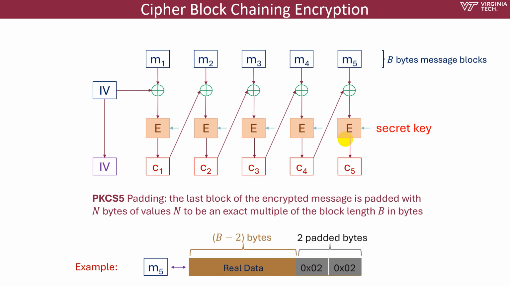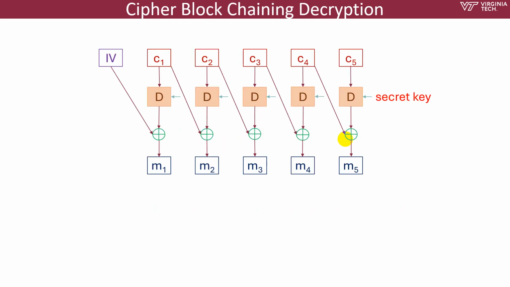For example, we suppose that M5 is padded with 2 bytes, and the values of these 2 bytes are 0x02, which is value 2 in decimal. So the ciphertext will be the encrypted message blocks enclosed with the chosen random value IV. This is a diagram of CBC decryption mode. It is reversed from the encryption diagram.